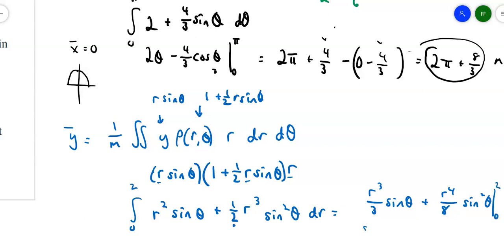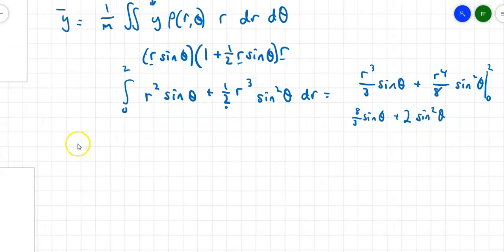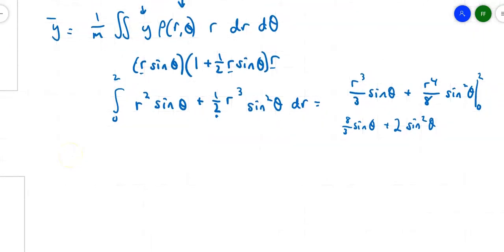So 2 to the third is 8, so I get 8 thirds sine theta plus 2 to the fourth is going to be 16. 16 over 8 is 2. So 2 sine squared theta. If you put a 0 in for r, you don't get anything. So that's the inside limit of integration. Let's do the outside limit of integration. Outside limits of integration are going to go from 0 to pi. Remember we said that that was the half circle. So we're going to integrate from 0 to pi of 8 thirds sine theta plus 2 sine squared theta.